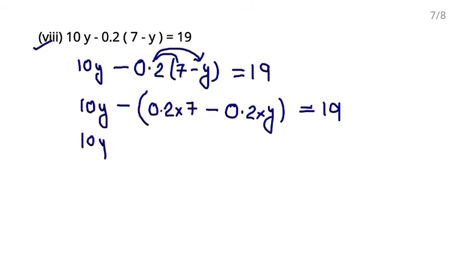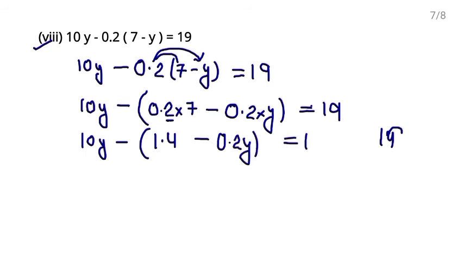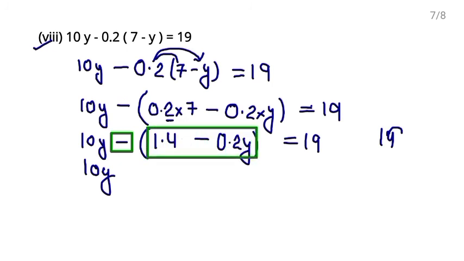Now this is 10y minus 0.2 multiply 7. 7 2s are 14 and we have one decimal place, so we will put the decimal before one digit, so it will become 1.4 minus 0.2y is equals to 19. Now open the bracket, 10y. Outside the bracket we have a minus sign. So all the terms inside the bracket will change their sign when they come out from the bracket. Right? जैसे ही ब्रैकेट से बाहर आएंगे साइन चेंज हो जाएगा. 1.4 was of plus sign. Now this will be of minus sign. This 0.2y was of minus sign. Now this will be of plus sign.